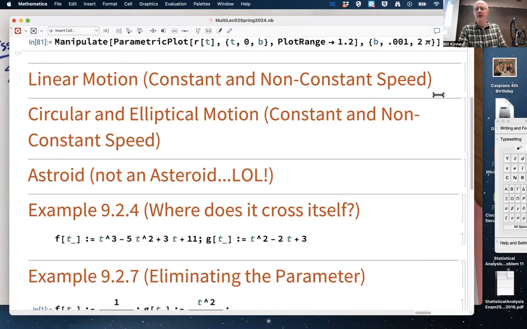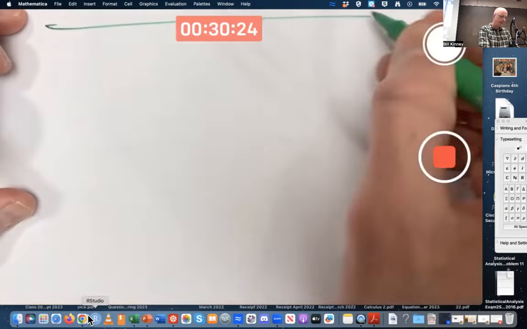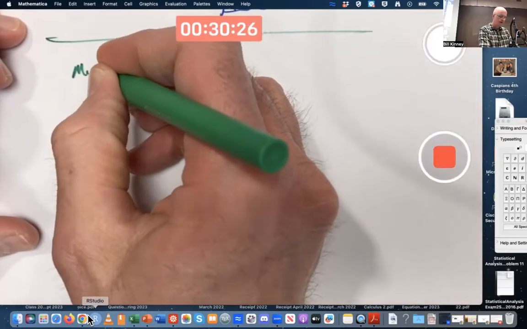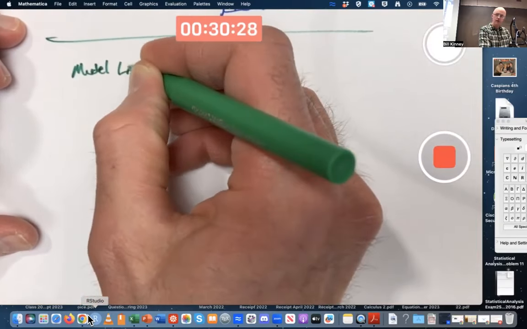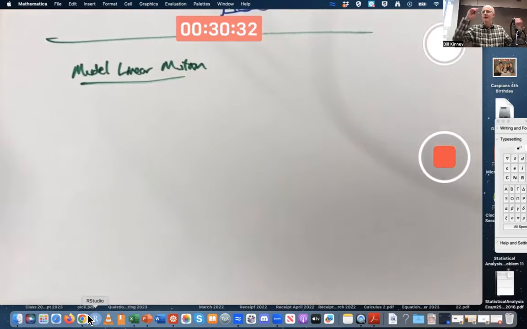To build up toward that, though, we need to backtrack now and talk about simpler examples, like linear motion at both a constant and non-constant speed. Model linear motion. I'm realizing we only have 20 minutes left, so we have to go quickly here.